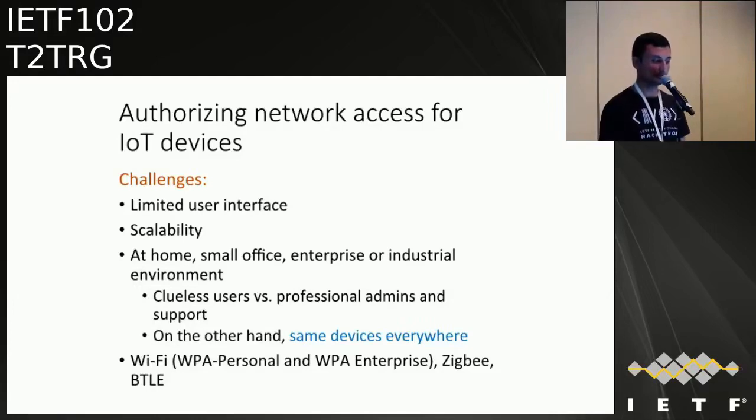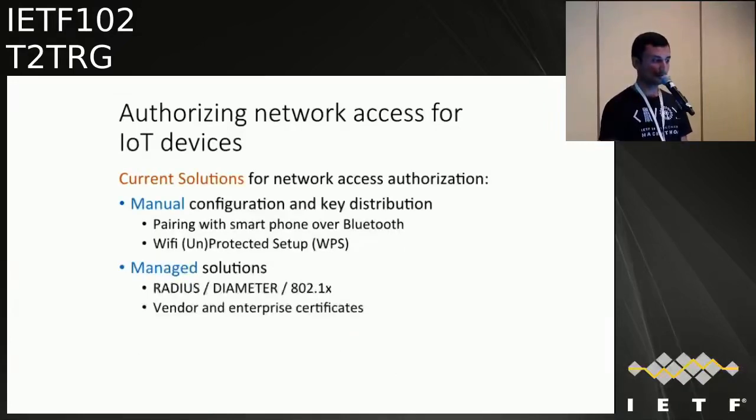So, we all have our favorite link layers. Some prefer Bluetooth, some like Wi-Fi, Zigbee. Other variations of 802.15.4 are out there as well. So there are two current solutions for doing this. One is manual configuration and key distribution.